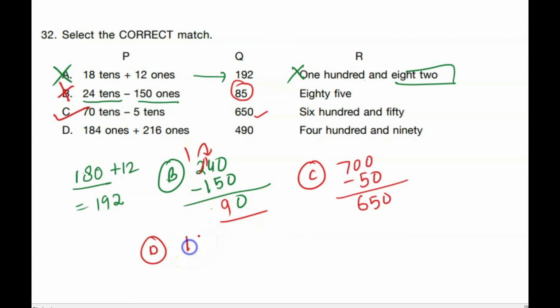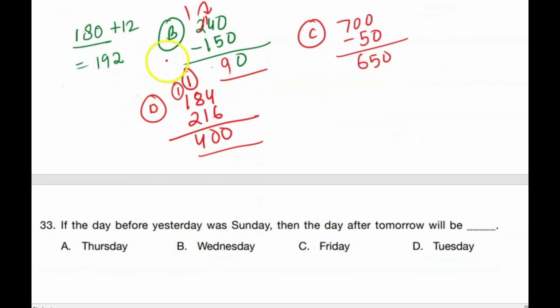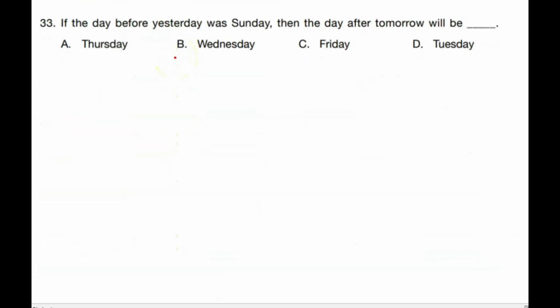184 ones means 184 only. 216 ones means 216 only. 4 plus 6 is 10. 8 plus 2 is 10. And 2, 3, 4 gives 400, but it's written 490. So D is also wrong. Next question, question number 33.